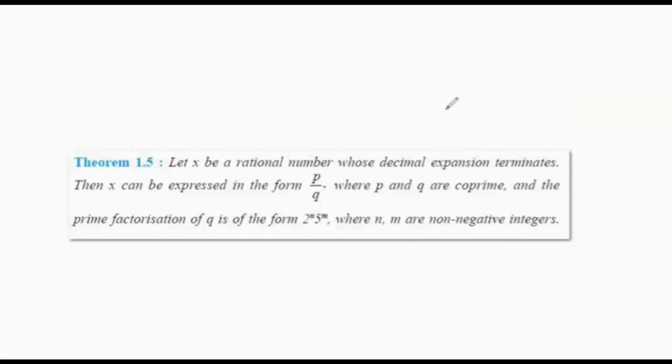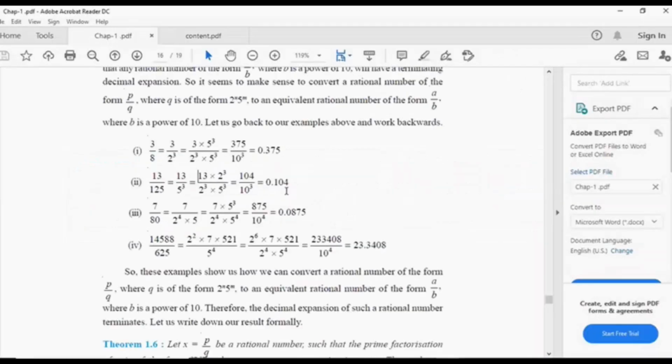And to reverse it also, if p by q is a rational number with p and q co-prime numbers, and q in prime factorization is in the form 2 raised to n into 5 raised to m, then we can say the decimal form of this rational number will terminate. Okay, now we can discuss how to find the decimal form.